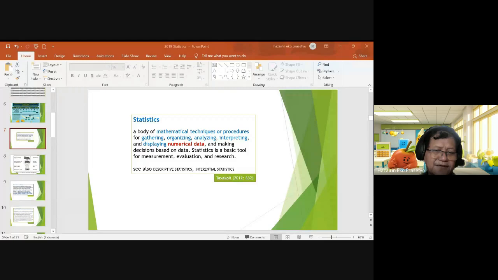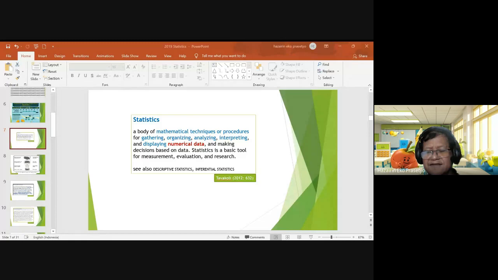Okay? For example, if there is no relationship between reading and writing, what is the decision? The decision is, okay, there should be less hour spent for teaching reading. Okay, why? Because reading has no relationship with writing. So to improve the student's writing skills, the teacher decides to use another technique, not reading technique. This is one example of decision making, which is based on data, or which is based on findings of a research.